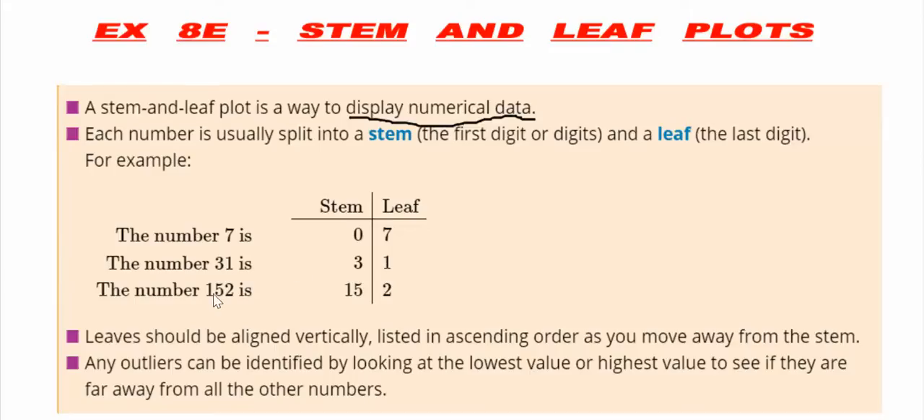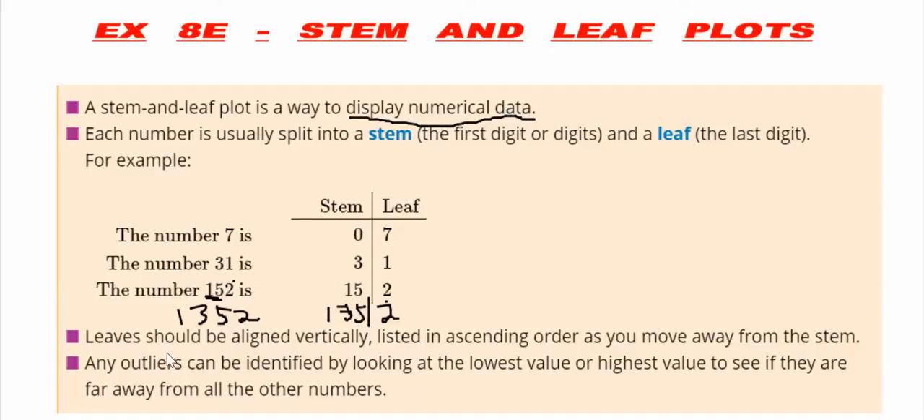For 152, the 1 and the 5 would be your stem, and the 2 is your leaf. If I threw another one in there of, I don't know, 1,352, you'd have 1, 3, 5 as the stem, and the leaf being the 2 there. So the leaf is always the last digit, and the stem is whatever is before that last digit. There are some examples which you can put into your note-taking sheet.